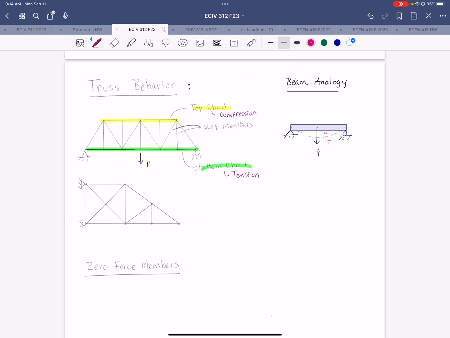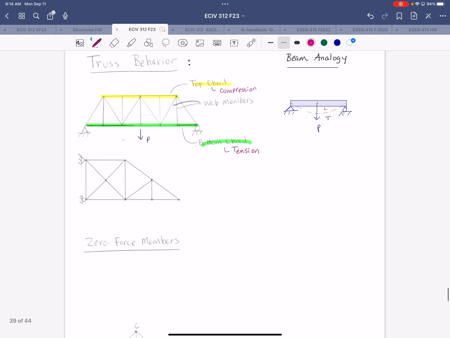And the web members could be either tension or compression depending on how they're configured. Of course, if the load is reversed, your bottom chord will be in compression, top chord in tension.